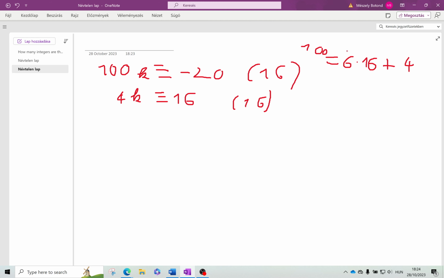From that we can basically take away the 6 times 16 because it will give 0 when dividing by 16, and the remainder is 4. So 4k equals... 16? I messed up, not 16. This is 12. And why 12? Well, -20 plus 16 equals -4, -4 plus 16 equals 12. You can do these steps because they basically represent this, and will always make the congruence true.